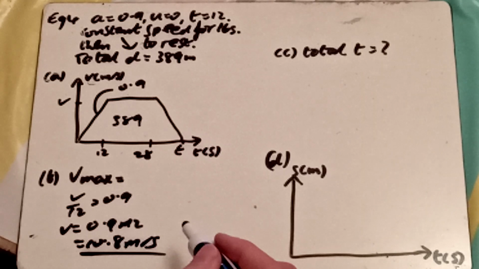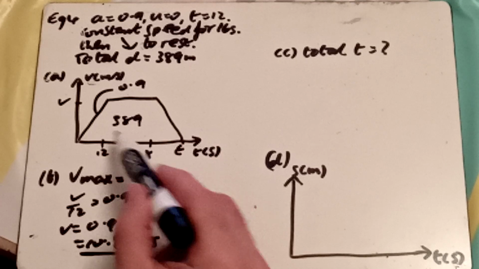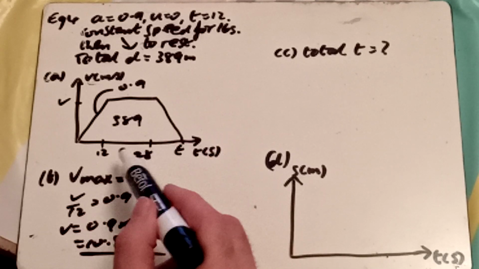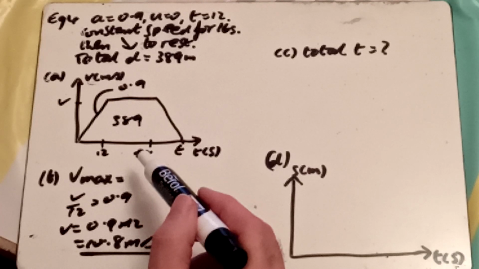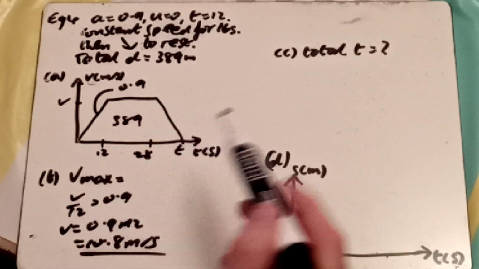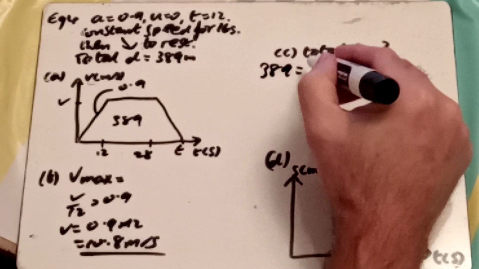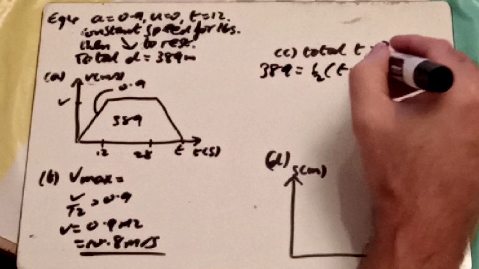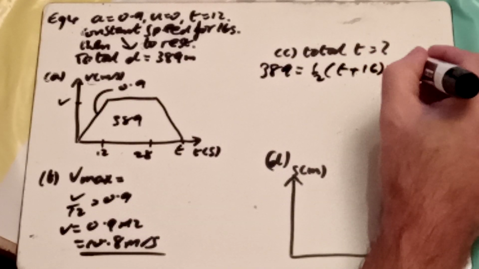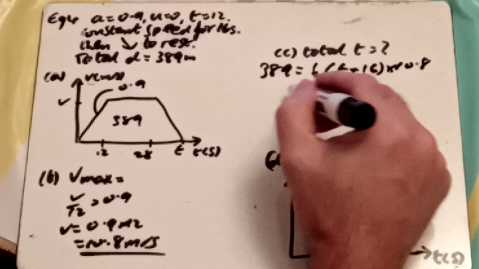Nice and straightforward. Total time, well, you can split it into bits and bats. It's a trapezium. Students, for some reason, do not like doing trapezium rule, but it's there. I've got two parallel sides, so I know that 389, the total distance, is the average of the parallel sides. So it's t plus that length, which is 16, times the 10.8.